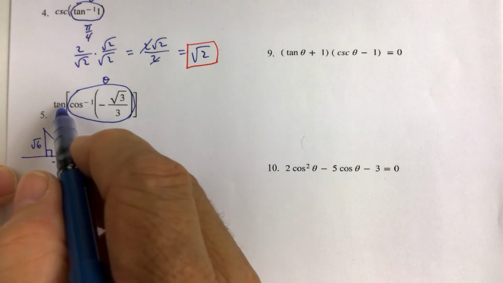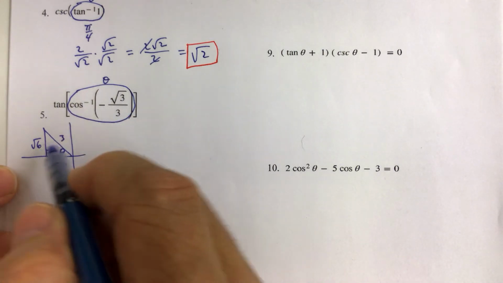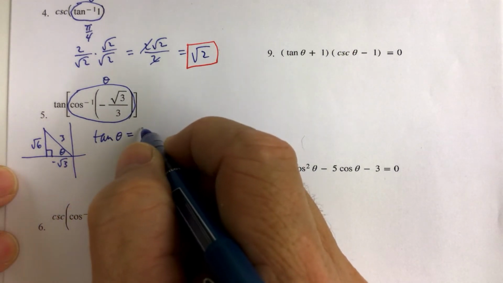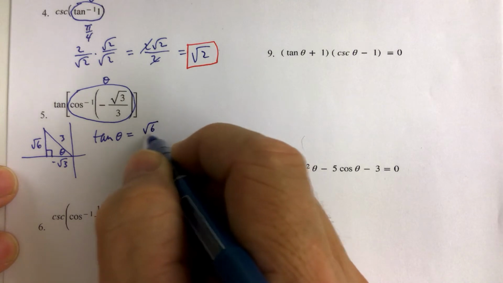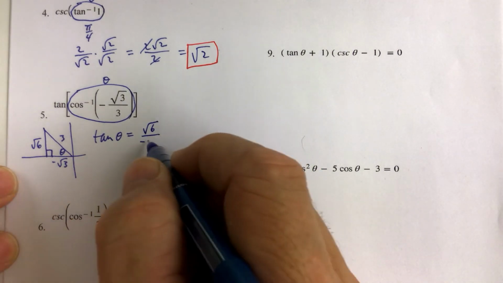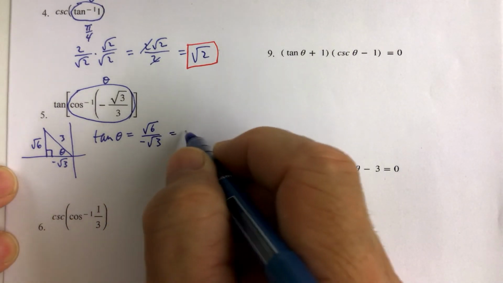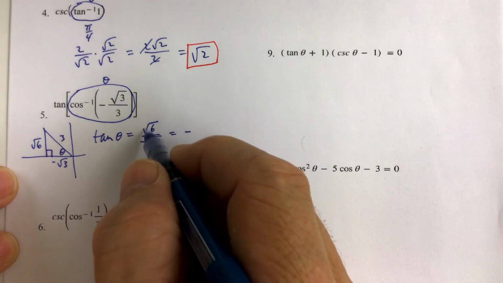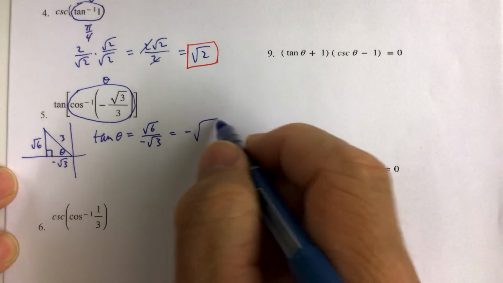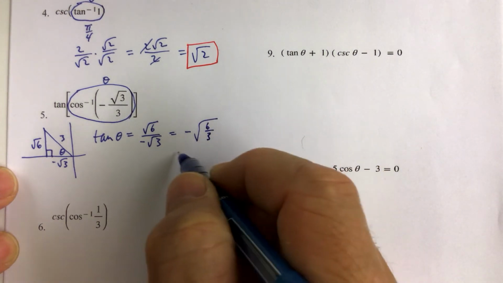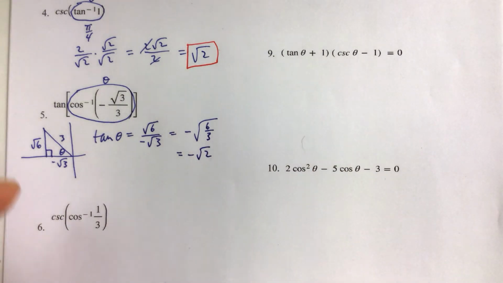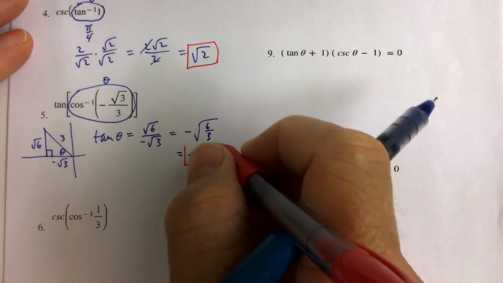So we're looking for the tangent of the angle, and the tangent of the angle is opposite over adjacent, and the opposite leg is radical 6. The adjacent leg is negative radical 3. We can bring that negative out to the front, and then radical 6 over radical 3 can be written as radical 6 over 3, and 6 over 3 is 2. So the tangent of that angle is negative radical 2.